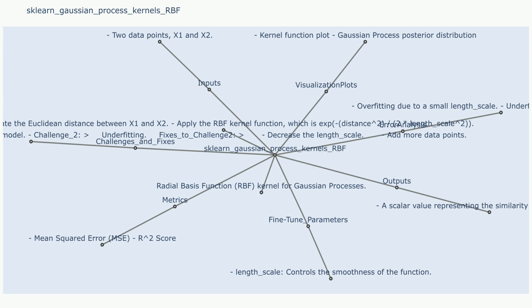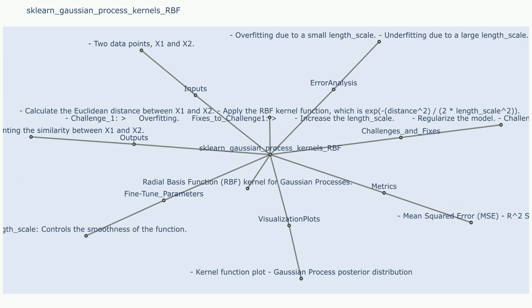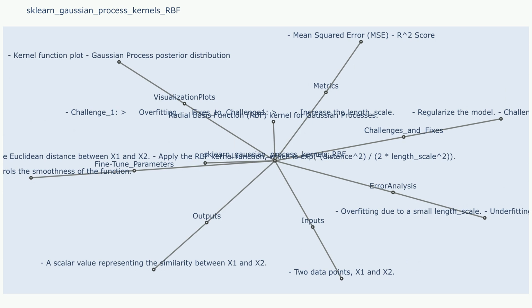target values. Inputs. Input 1: x1, the first data point, represented as a vector of features. Input 2: x2, the second data point, represented as a vector of features. Outputs. Output 1: a scalar value representing the similarity between the two data points, based on the Euclidean distance between them. Output 2: a covariance matrix if applied to a set of data points.